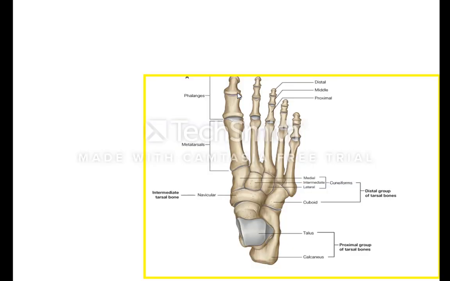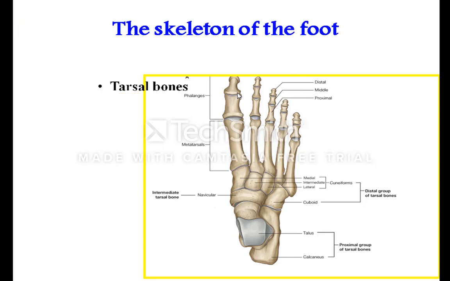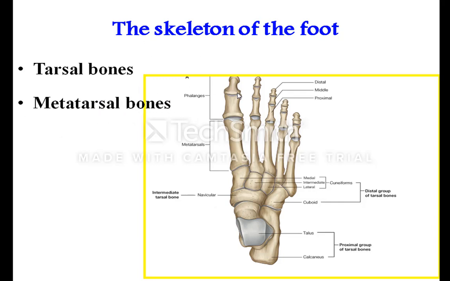So let's talk about the osteology of the foot. As we mentioned, the foot is formed by the tarsal bones, metatarsal bones, and the phalanges. The tarsal bones include the talus, which is the ankle bone, the calcaneus, which is the heel bone, cuboid, navicular, medial cuneiform, intermediate cuneiform, and lateral cuneiform. And then the metatarsals. This is the first, and this is the fifth metatarsal. The phalanges: proximal, middle, and distal.